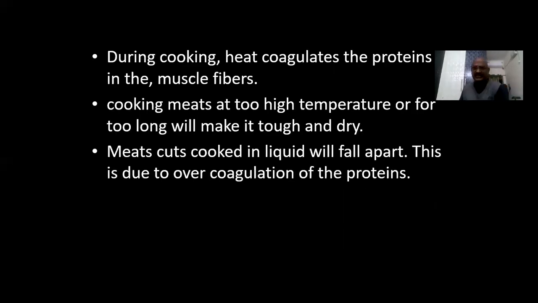During cooking, heat coagulates the proteins in the muscle fibers. So while you're cooking the meat, there is coagulation of your fibers. Meat at too high a temperature for too long will become tough and dry. So don't cook too much. When all the moisture and juice goes, your fibers will become tough and very rubbery. That's what I said about cooking meats at too high temperatures.